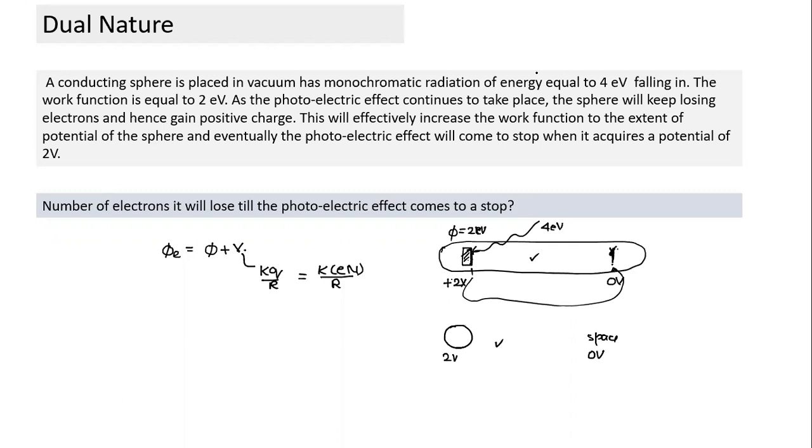Tejas? Yes, sir. Tejas, are you clear? Yes, sir, I'm clear. Okay, got it. Sometimes the question asks for the number of electrons to be lost till the photoelectric effect comes to a stop. So I can easily find the value of n from this.